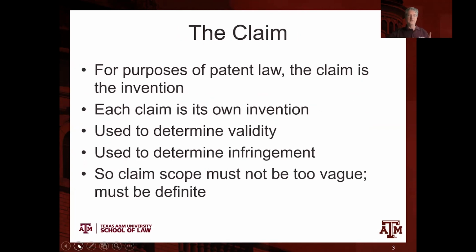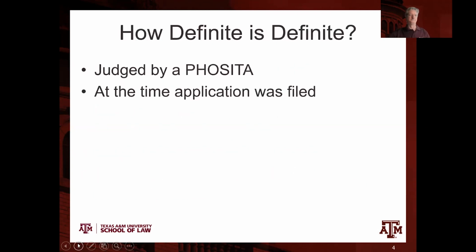Again, each claim is going to stand or fall on its own. Each claim is its own invention. That claim is used to determine both validity and infringement. So they can't be too indefinite or vague. They must be definite. So this is the basic rule we're working with here, but we do it again on a claim by claim basis. Some claims could be indefinite, other claims could be definite, and they will stand or fall on their own.